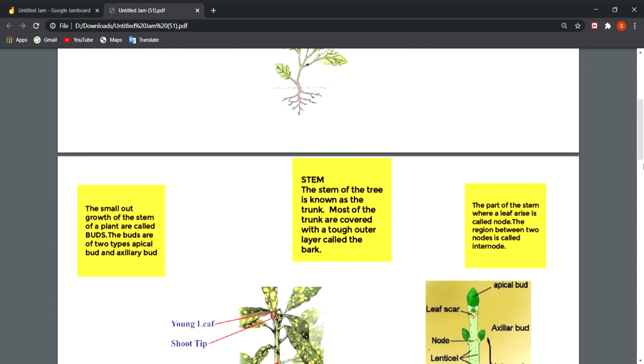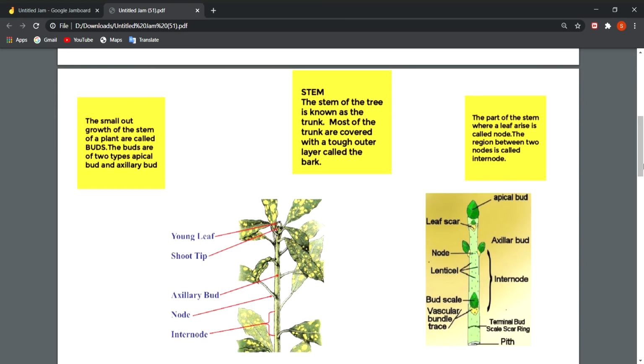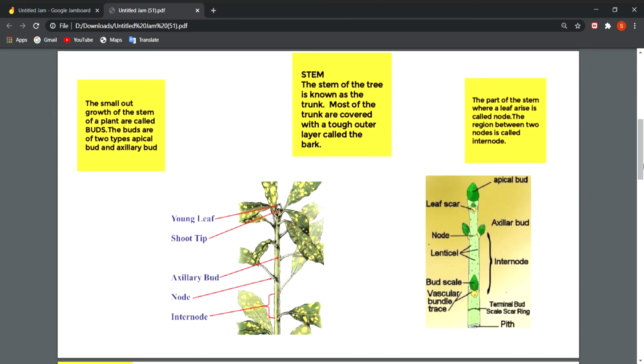Then we shall discuss the stem. What is a stem? The stem is a very important part of a plant. In most plants, the stems are quite strong and hold the plant upright. The stem of a tree is known as the trunk. Most trunks are covered with a tough outer layer called the bark, which protects the inner parts of the tree. Some small outgrowths on the stem of a plant are called buds.